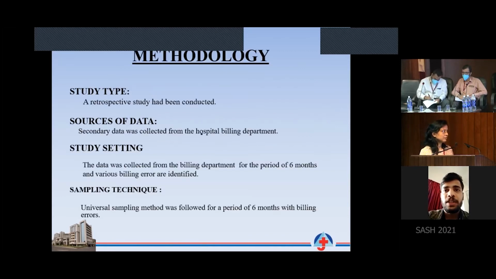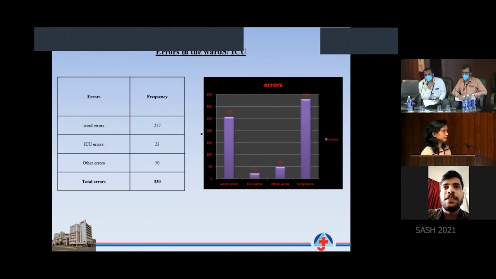Next, it is a retrospective study, and secondary data was collected from the hospital billing department for a period of 6 months, and various billing errors were identified. A universal sampling method was followed with 330 samples of billing sheets. Next, these are the findings which I have got from the study.